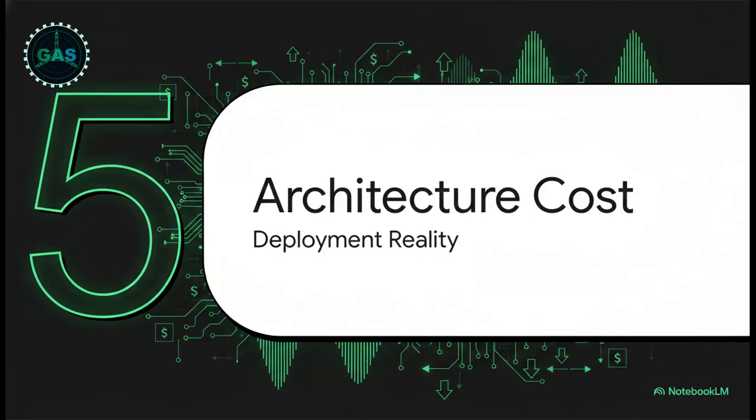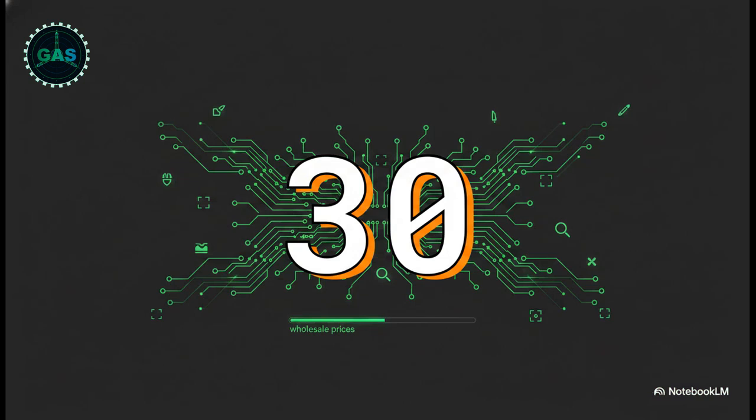Section 5. Architecture Cost and Deployment. So as business operators, we've established this incredibly powerful digital workforce, but we absolutely have to look at the bottom line. What does this whole shebang actually cost to run? 30. That is the number I want you to remember. By connecting directly to these wholesale API endpoints, instead of paying for bloated consumer-facing software subscriptions, you are accessing raw computing power at true wholesale prices. You can execute roughly 30 professional-level iterative image edits for just $1 single.